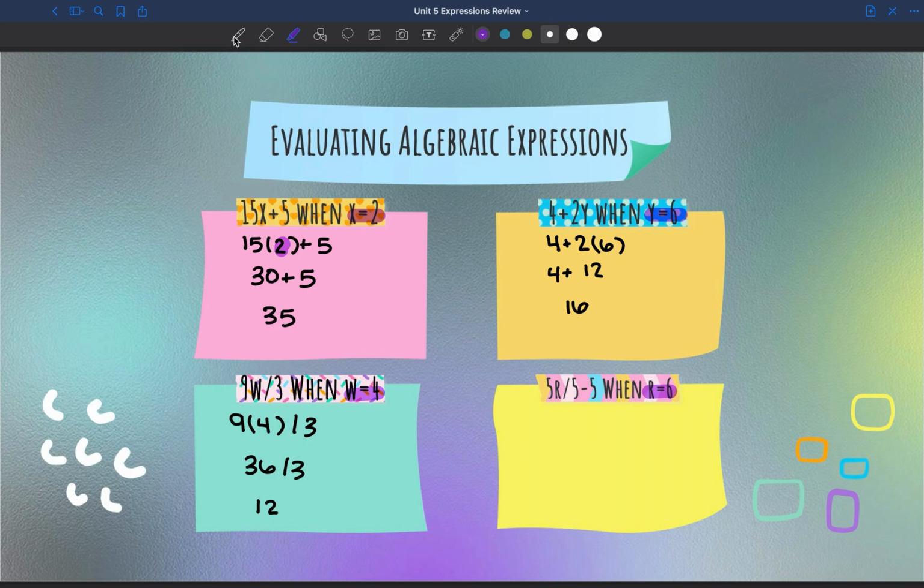So instead of having 5 times r divided by 5 minus 5, we will now have 5 times 6, because we now know the value of our variable, divided by 5 minus 5. Well, now we can do 5 times 6, which gives us the answer of 30, divided by 5 minus 5. And 30 divided by 5 gives us the answer of 6, minus 5 gives us the answer of 1. So your answer should have come out as 1.